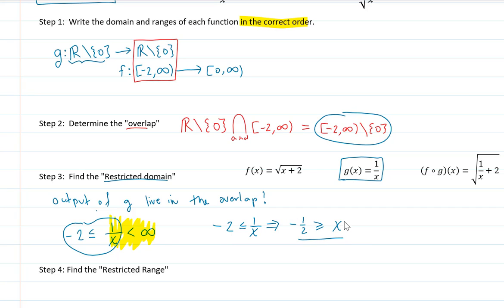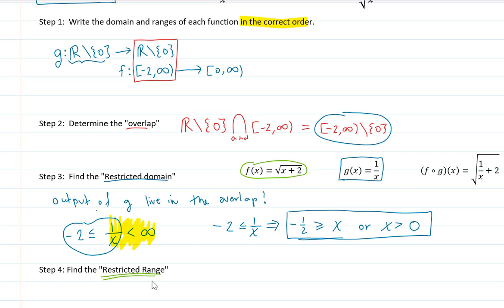We need to add on to it, or x should be greater than 0. Now we have our restricted domain. Again, that would be, I think, the hardest part for us to find as students. Finally, let's find our restricted range. The restricted range is going to be for the f function in this particular case because we're applying the f function after the g function. This is typically a little bit easier to figure out.